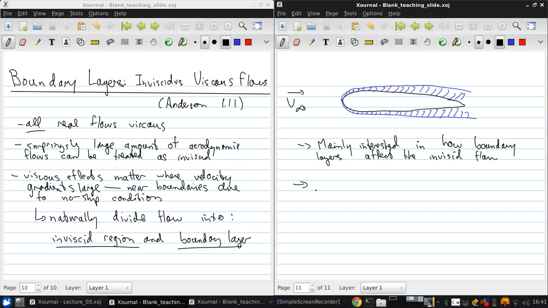And the main non-dimensional parameter that governs the behavior of boundary layers is the Reynolds number of the flow. A large Reynolds number means that viscous effects will be confined relatively close to the walls of the objects or to the boundaries of the flow. And a small Reynolds number means that viscous effects will spread out into a larger region of the flow.